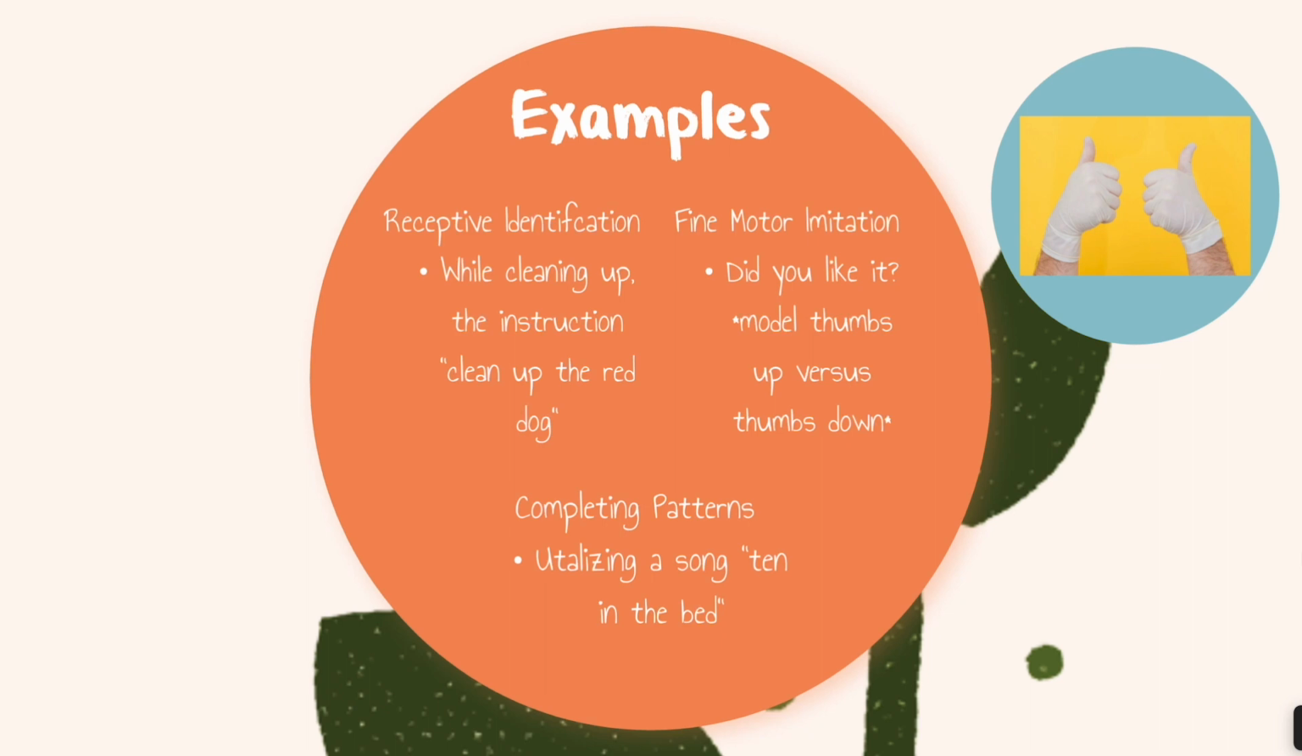For the fine motor imitation program, imagine the target is thumbs up. The learner is laughing and smiling as they go up and down the slide. The technician states, "Did you like it?" and models the thumbs up. Immediately after the model, the technician states, "Try this." Running the program this way allows for the technician to naturally implement the target in a socially significant way.